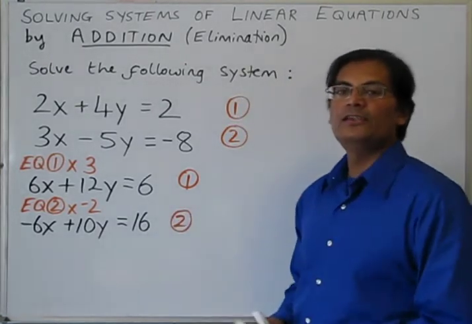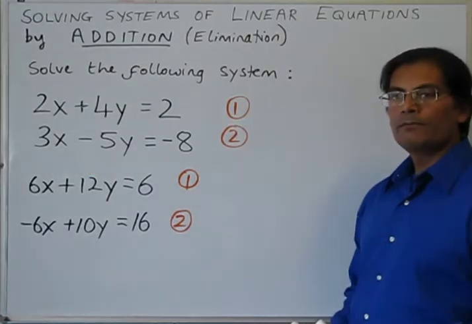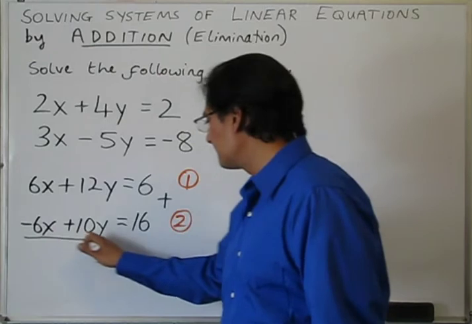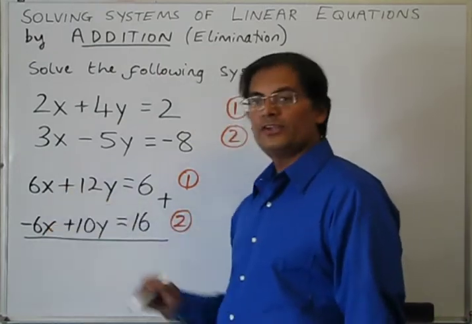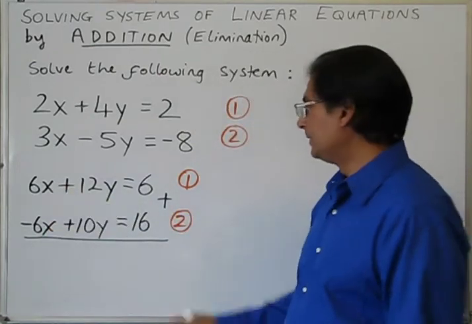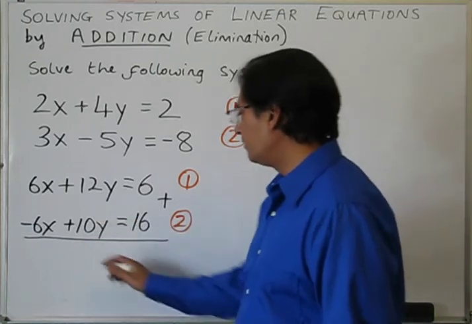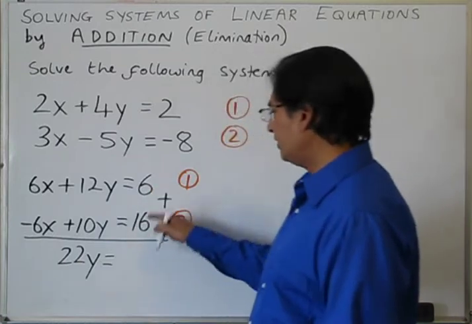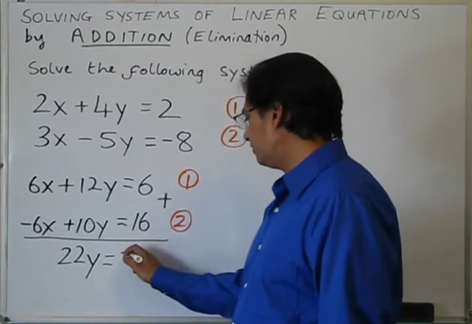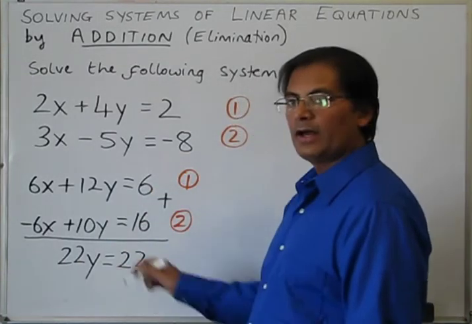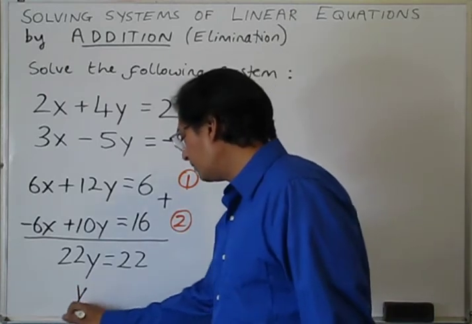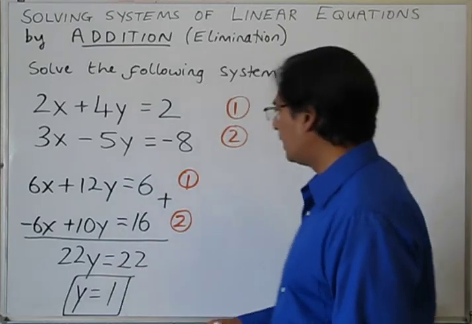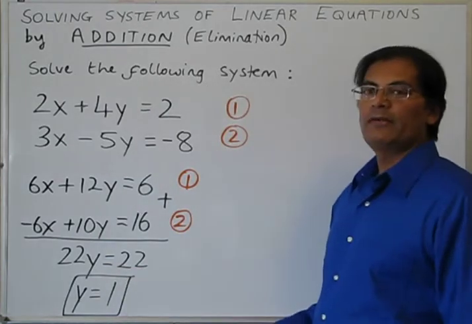And now we can add these two and eliminate. So if we add these two, we get 6x minus 6x gives me 0. That's what we want. 12y plus 10y is 22y, equals 6 plus 16, which is 22. And we divide both sides by 22, we get y equal to 1. So part of the solution is y equals 1. We need to figure out x.